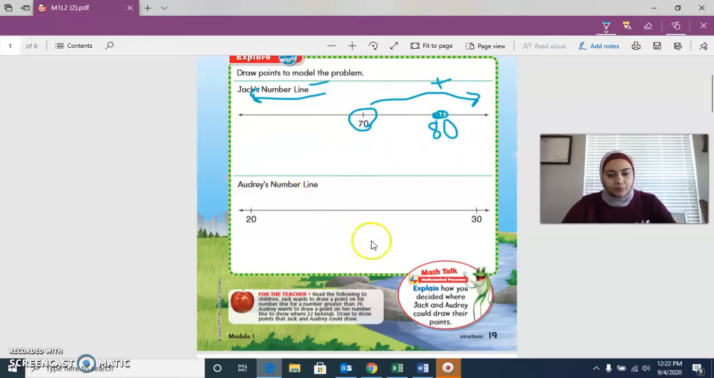Audrey wants you to write where 22 belongs. Well, if this is 20 and this is 30, is 22 closer to 20 or closer to 30? 22 is closer to 20. So if this is 20, then this could be 21 and this could be 22. You draw a little point and you would write 22.